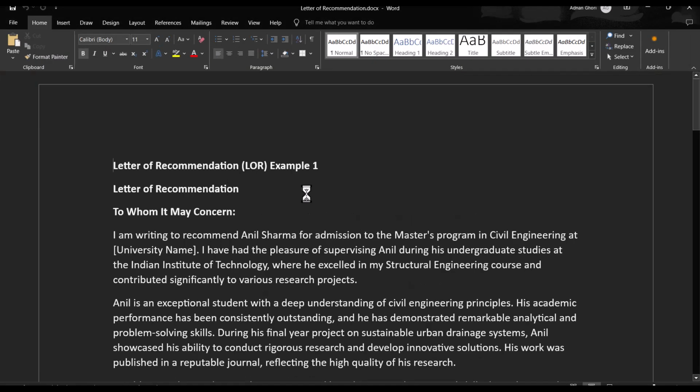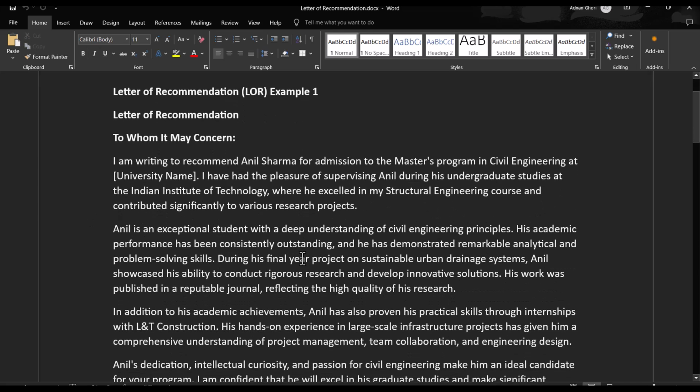Letter of recommendation. Now this letter of recommendation is not from a student, it is from the head of the department or from the director of the company, to whom it may concern, whoever the person is. The faculty of the university might write a letter for you. I am writing to recommend Anil Sharma for admission in the master's program in civil engineering. So the person writing is maybe the director of one of the companies, and he will write the name of the person and the program in which he wants to study. He also mentioned he was supervising undergraduate studies at the Indian Institute of Technology.